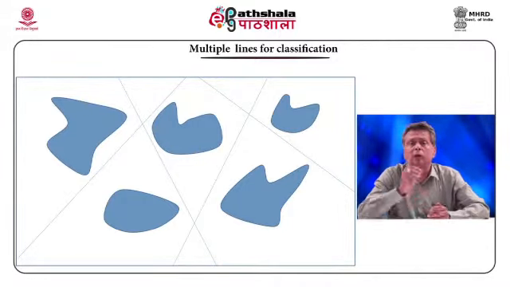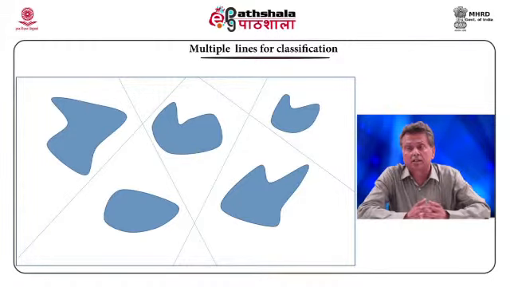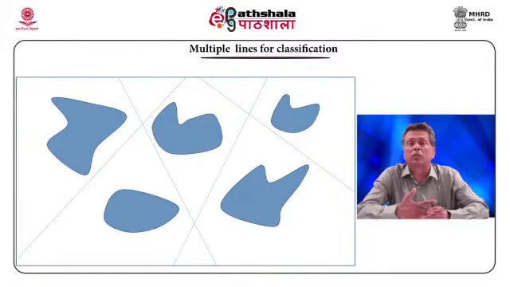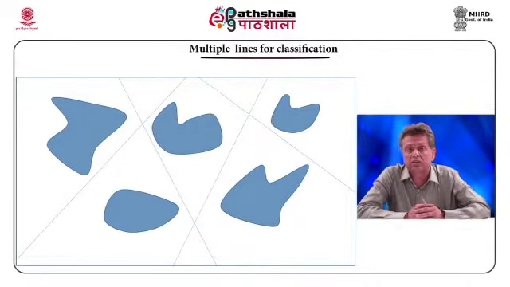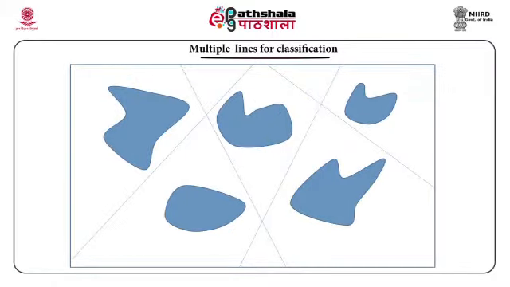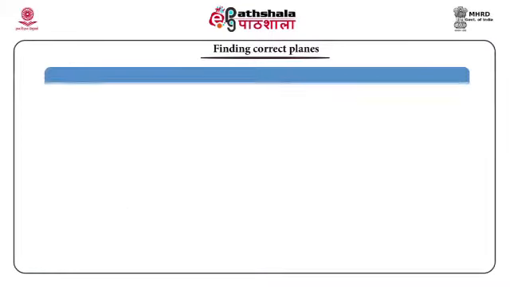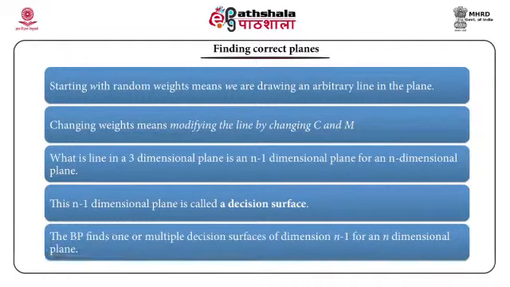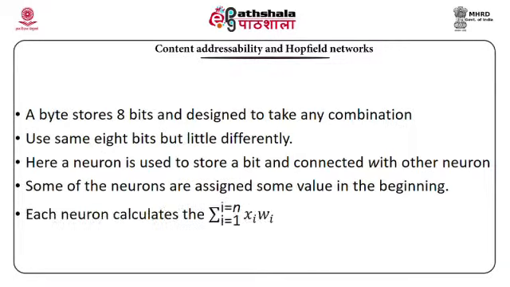But then there is one more thing which we must understand, that not always you have one decision surface. There are potentially infinite number of decision surfaces. We need to just get one. In most cases we will get one and our problem is solved. Finding out correct planes, as I said, is a process which begins with random values and converges to the right set of weights.